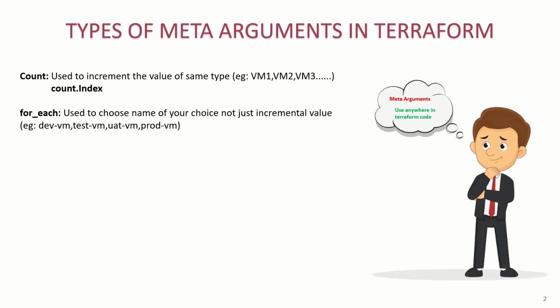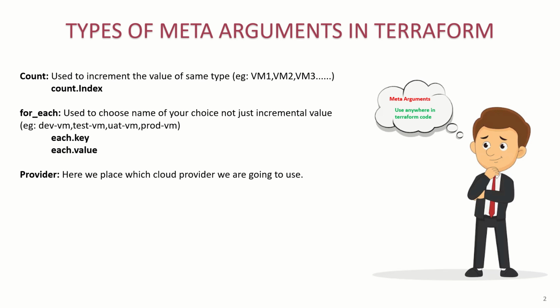This is the second meta argument, which has two further attributes that we can use: each.key and each.value. I have created one separate video for this for_each, so I'll put the link in the description of this video so that you can go through this second meta argument.